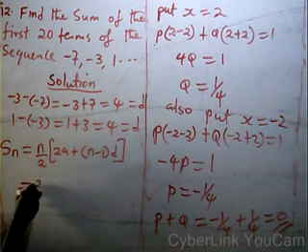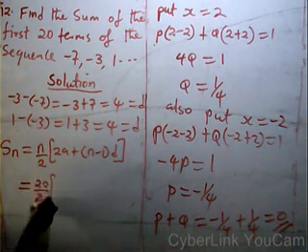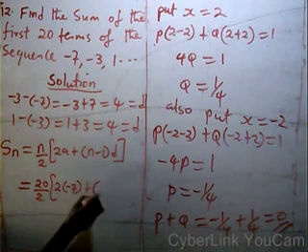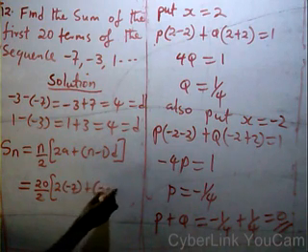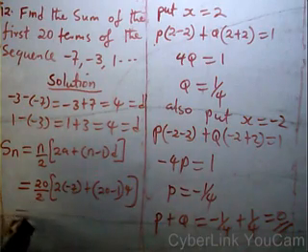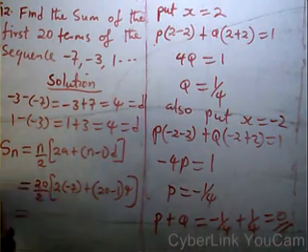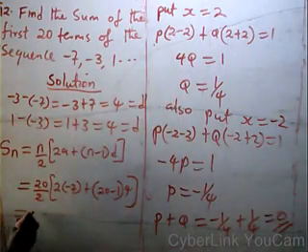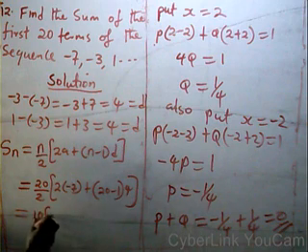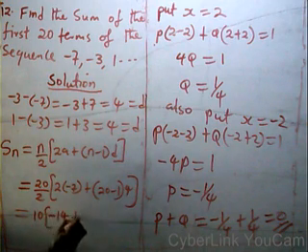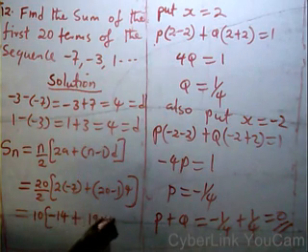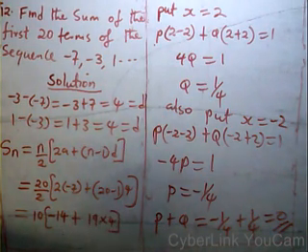So here we have 20 over 2, open the bracket, 2 times minus 7 plus, open the bracket, 20 minus 1, close the bracket, multiplied by 4, where 4 is the common difference. This is equal to 20 divided by 2, which is 10, times the bracket, 2 times minus 7 is minus 14, then plus 19 multiplied by 4.